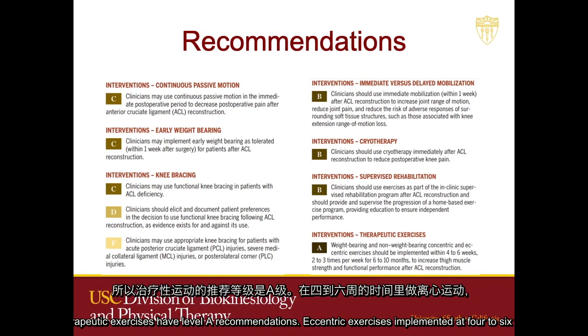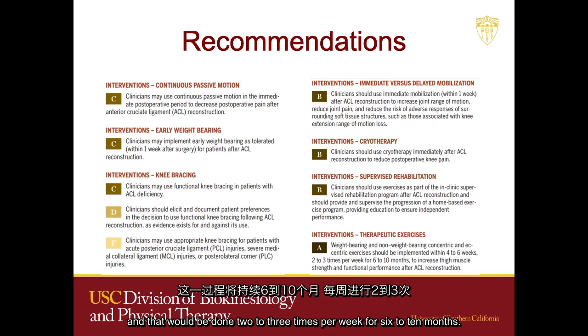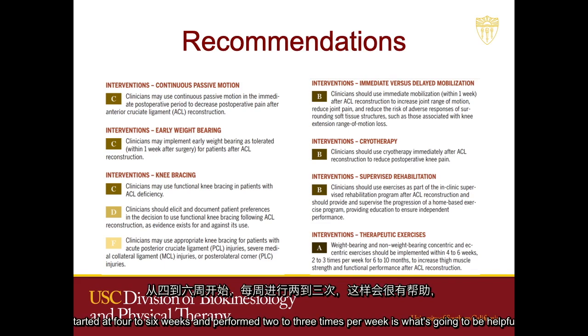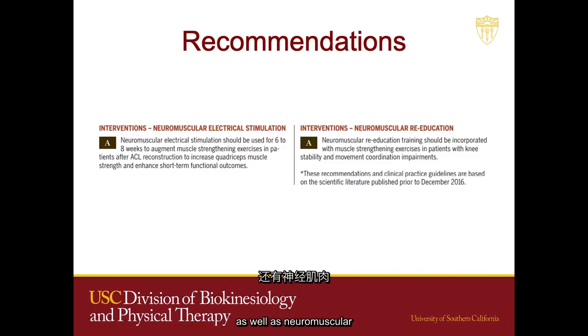Eccentric exercises implemented at 4 to 6 weeks, and that would be done 2 to 3 times per week for 6 to 10 months. Okay, so there's great research to show that this type of exercise started at 4 to 6 weeks and performed 2 to 3 times per week is what's going to be helpful, as well as neuromuscular re-education and neuromuscular electric stimulation.